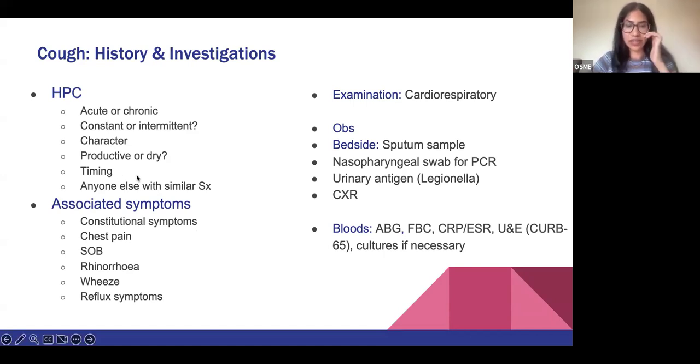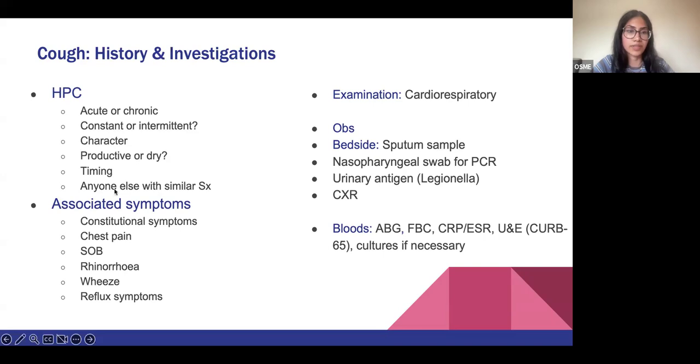And if it's productive, you need to ask about the characteristics of the sputum. So how much sputum? What color is it? Is there blood in it? Is it frothy? Frothy can point you towards heart failure, whereas blood, you want to rule out PE and cancers. But note that bronchiectasis can also produce hemoptysis.